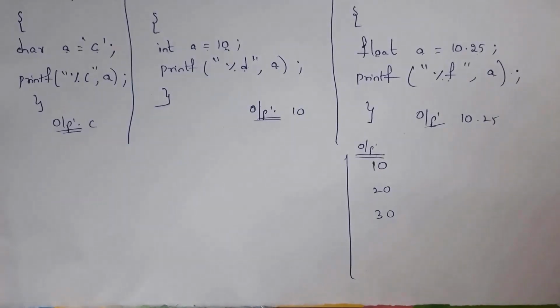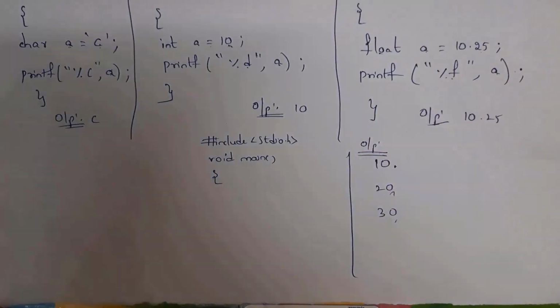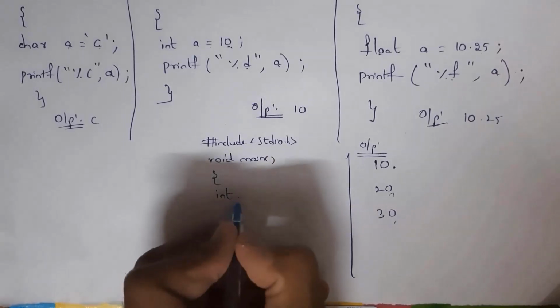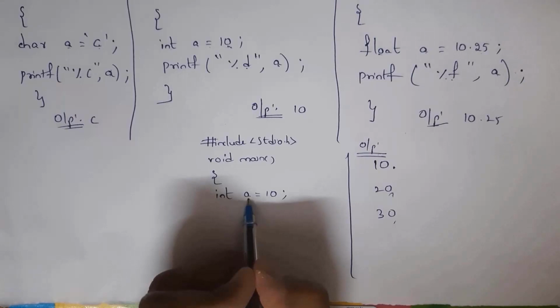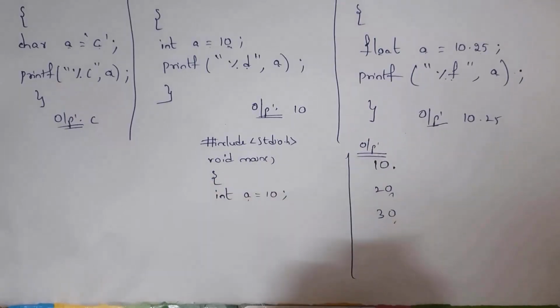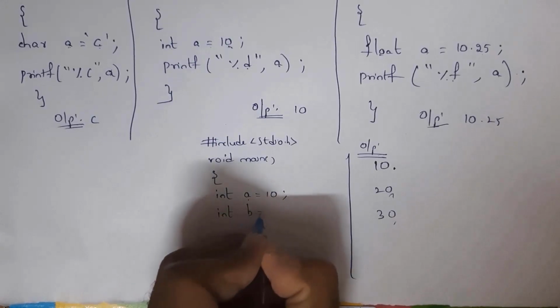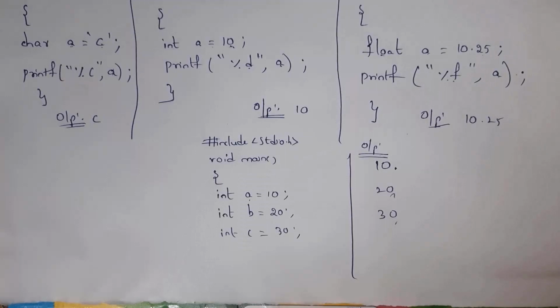I will explain a C program in order to generate output 10, 20, 30. Here I need to store 3 values in 3 variables. So I am taking 3 variables, that is int a equal to 10. I already gave variable name a, so I cannot take this variable name a again. Again I am taking another variable name, that is int b equal to 20 and int c equal to 30. I want to print 3 values 10, 20, 30. So for that purpose I need to take 3 variables. So I took 3 variables as a, b, c.